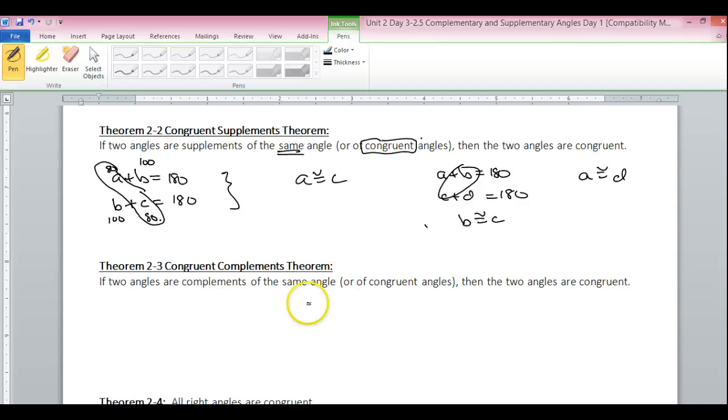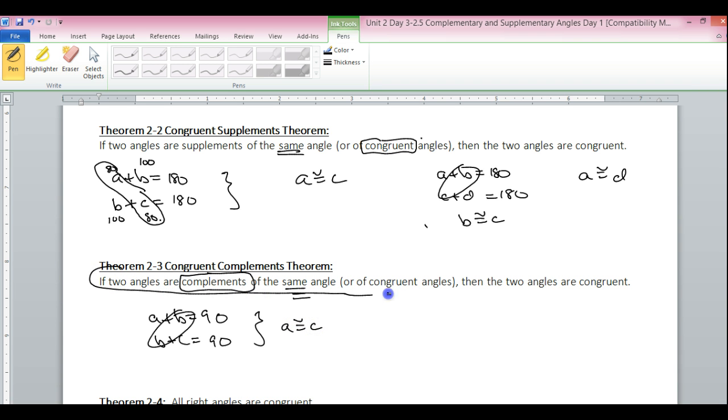Now the next theorem, 2-3, is the same exact thing, but instead of dealing with supplementary, we're dealing with complementary. So for example, in the first part, when we're complements of the same angle, we would say A plus B equals 90. B plus C equals 90. Well, if A and C are complements of the same angle, what can we conclude about A and C? That they would be congruent. And the reason would be this theorem here.